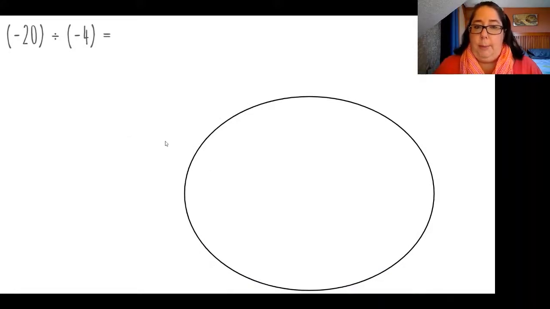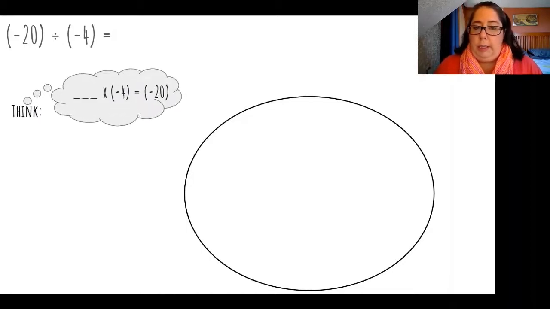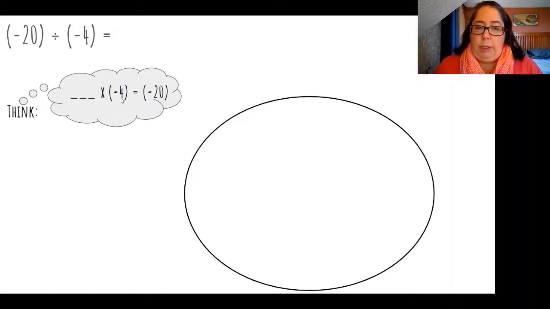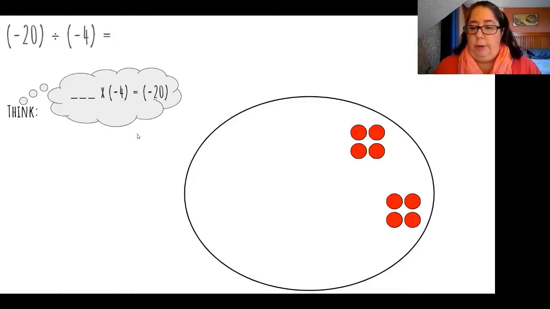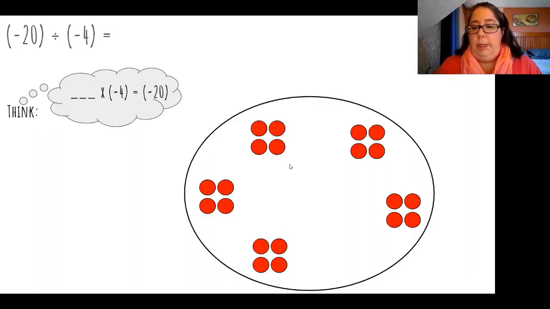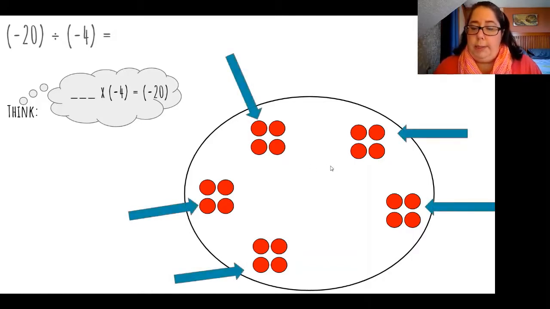For our next example, we're looking at negative 20 divided by negative 4, and we're going to think how many groups of negative 4 will it take till we get to negative 20. Since negative 4 is represented by red, we're going to put 4 red tiles in a group. And there's another group, that's 8, 12, 16, and 20. And since we were able to put those in, we are depositing, which means our answer is going to be positive 5.